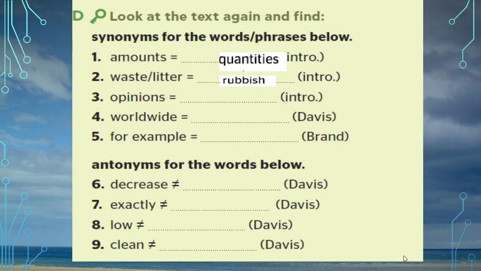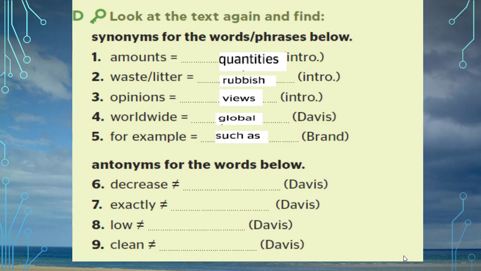Also, you can find it in the introduction. Then the answer is views. Number four, worldwide. The answer is global. Number five, for example, the answer is such as.